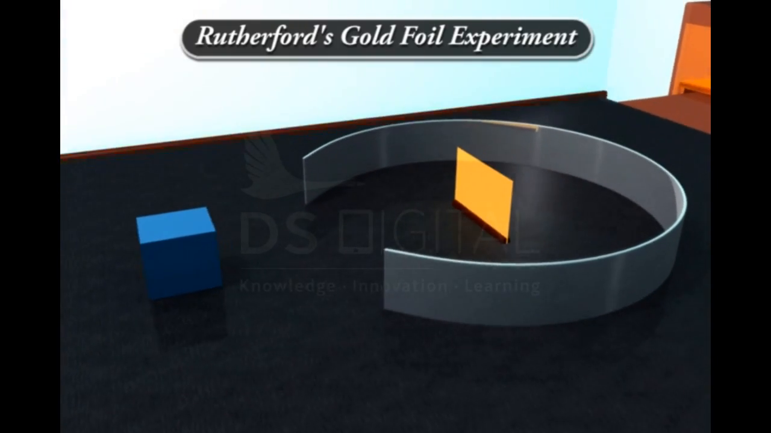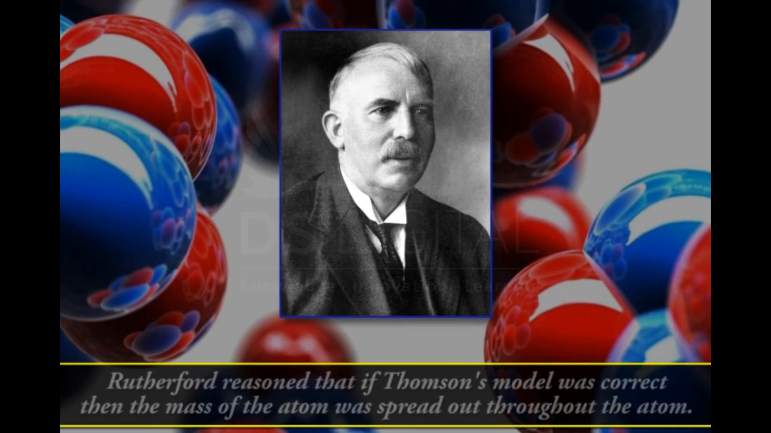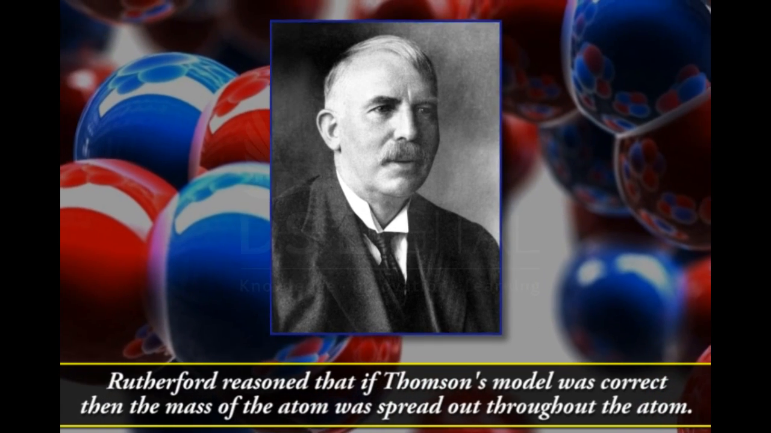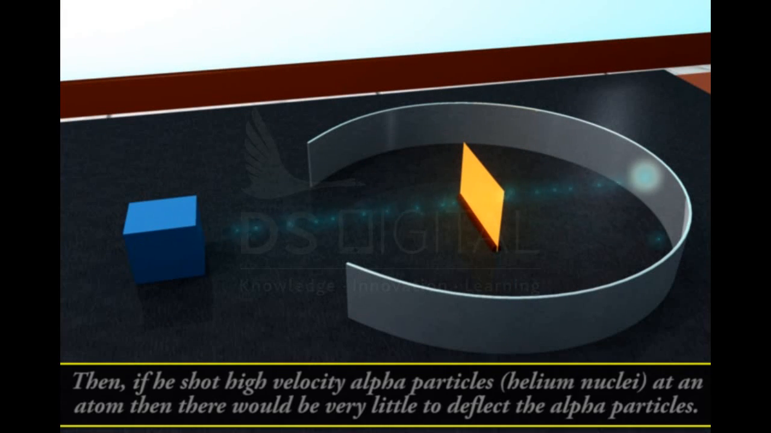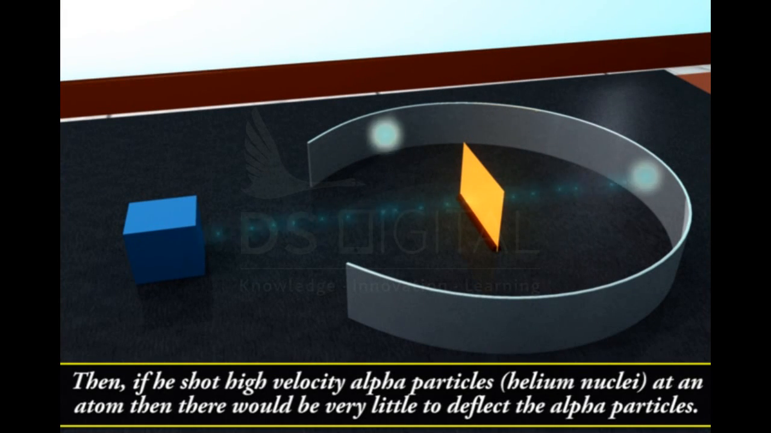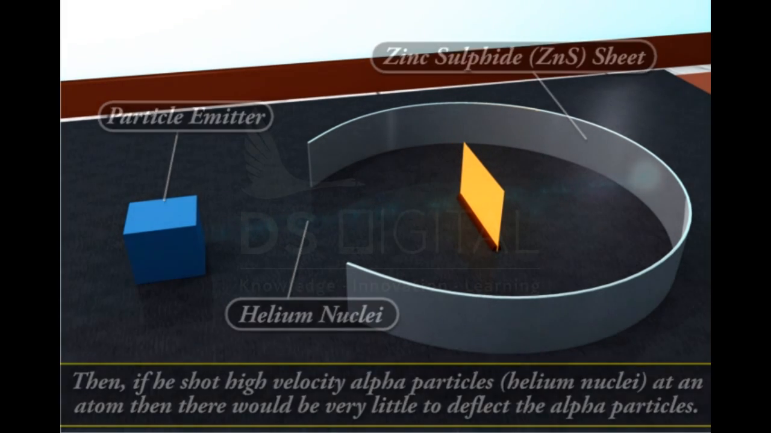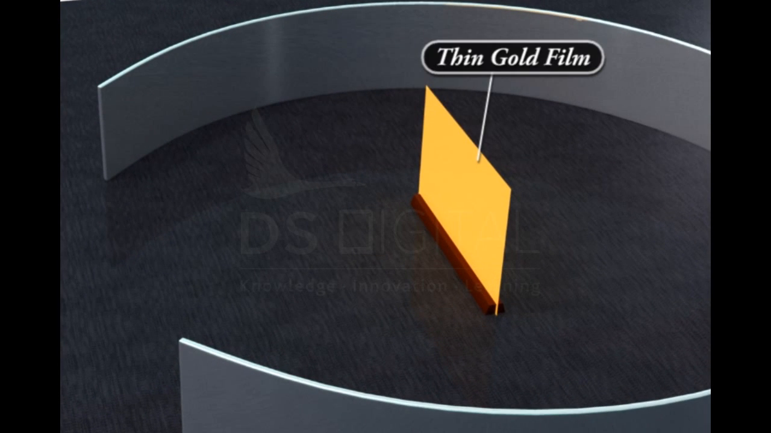Rutherford tested Thomson's hypothesis by devising his gold foil experiment. Rutherford reasoned that if Thomson's model was correct, then the mass of the atom was spread out throughout the atom. Then, if he shot high-velocity alpha particles, helium nuclei, at an atom, there would be very little to deflect the alpha particles. He decided to test this with a thin film of gold atoms.